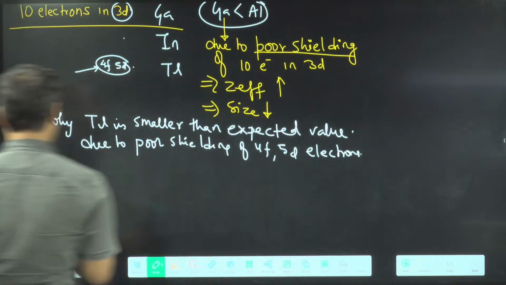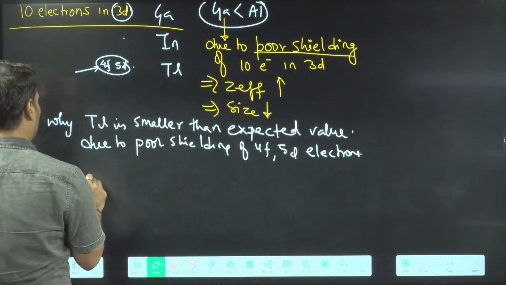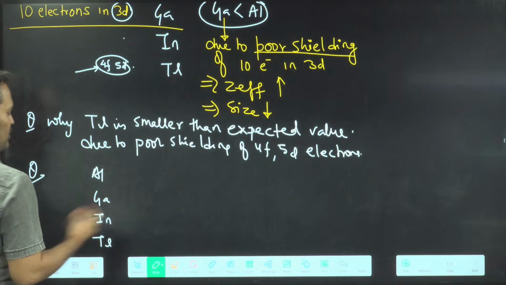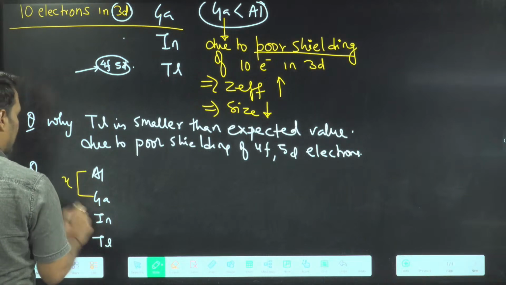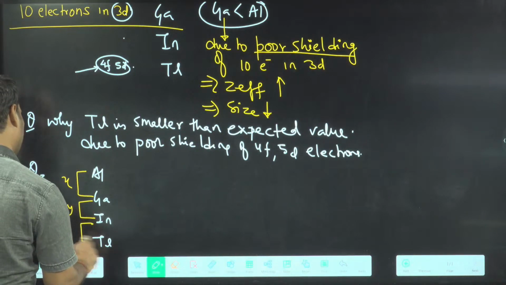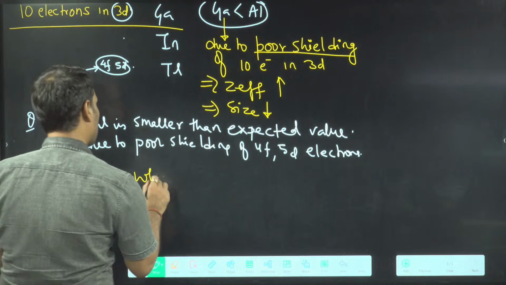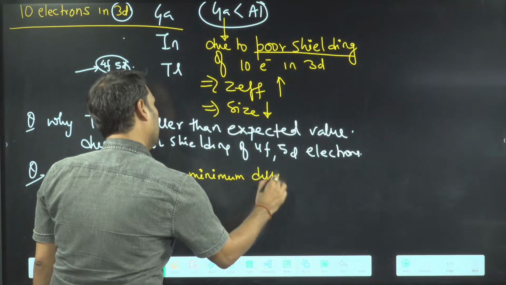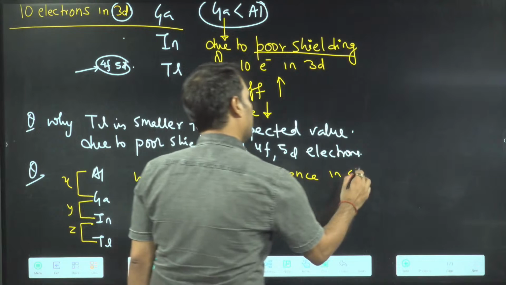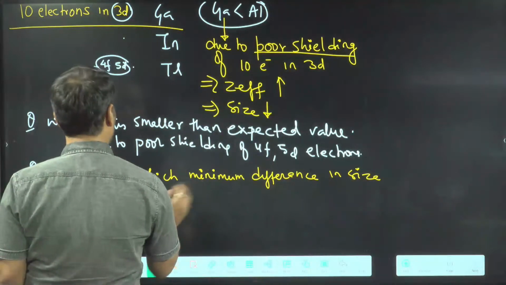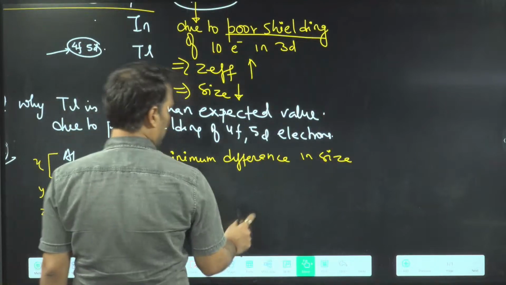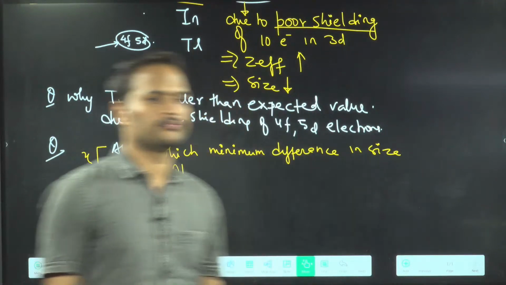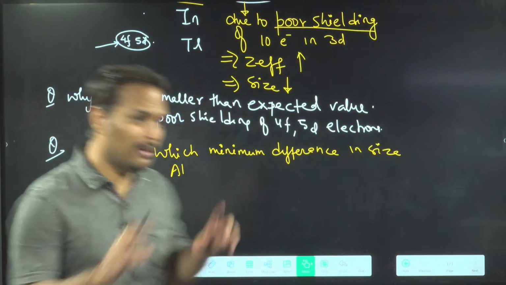Clear with this point? Done. One more question we will add here. Listen carefully. Suppose you have aluminium, gallium, indium, thallium, and we are talking about size difference. This difference is X, here the difference is Y, and here the difference is suppose Z. The question is like this: which has the minimum difference in size? What will you say? Aluminium, gallium means X, Y or Z. Which has the minimum difference in size? X or Z? Tell me, minimum difference in size.